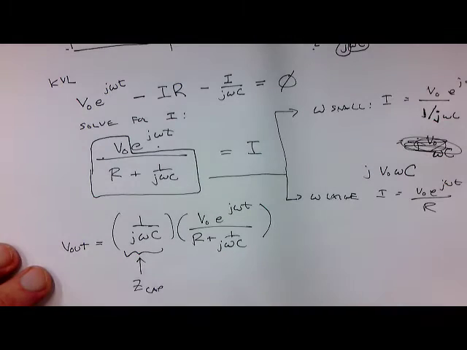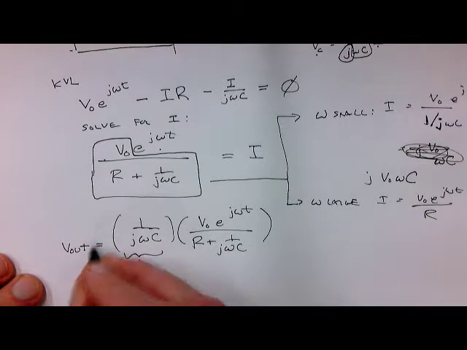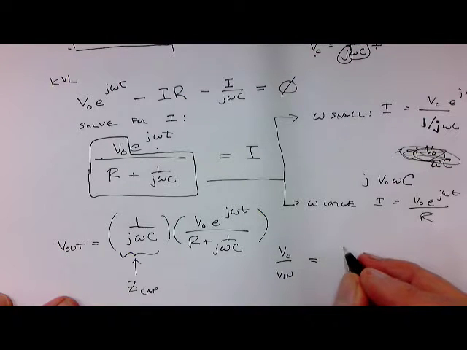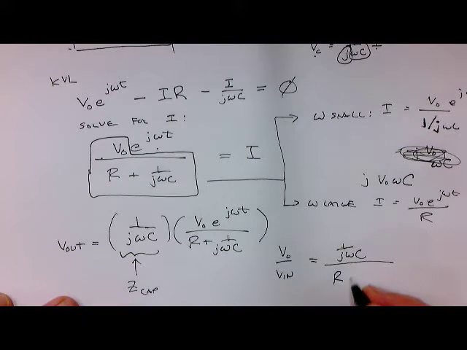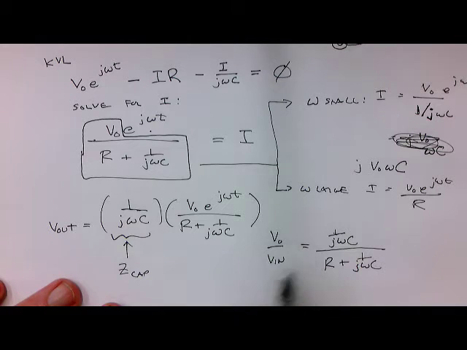In other words, Vout over Vin, right? If I assume that Vout is also sinusoidal, I could say this is Vout e to the j omega t. But the ratio of Vout to Vin is equal to 1 over j omega C divided by R plus 1 over j omega C, because I'm just dividing out the e to the j omega t. So this is just algebra.